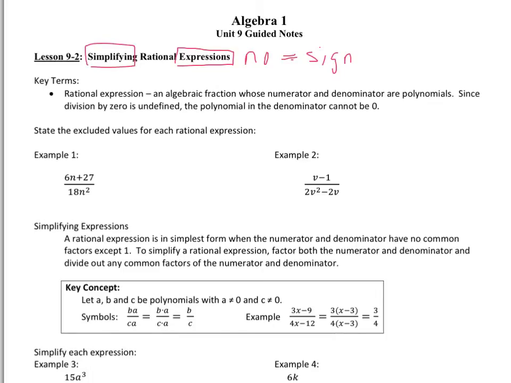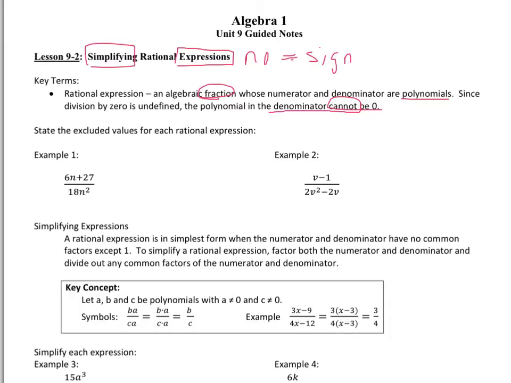Again, a rational expression is an algebraic fraction whose numerator and denominator are polynomials. So the top and bottom are polynomials. Since division by zero is undefined, the polynomial in the denominator cannot be zero. So because of that, we have excluded values coming into play again.